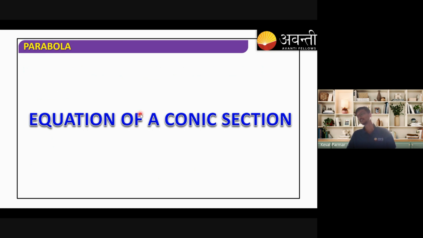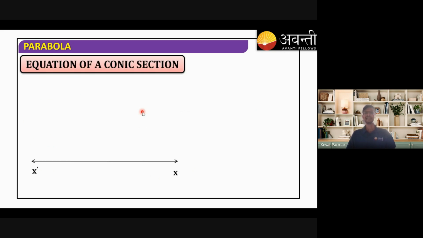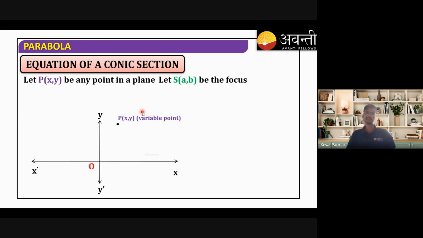Equation of a conic section. Now, the main part, the mathematical part. Let's draw the same x-axis, y-axis, origin, and P be any variable point. What was the definition of a conic section? We need two things, the focus and the directrix. Once we get the focus and the directrix, we can use the ratio part. And if we want a parabola, then we can simply put E equals 1.